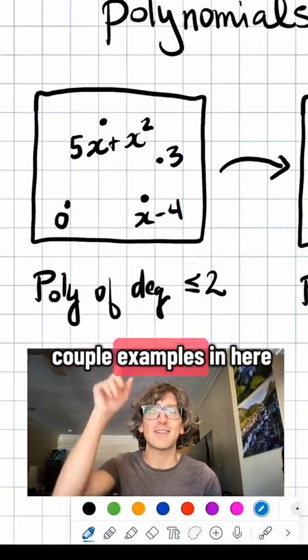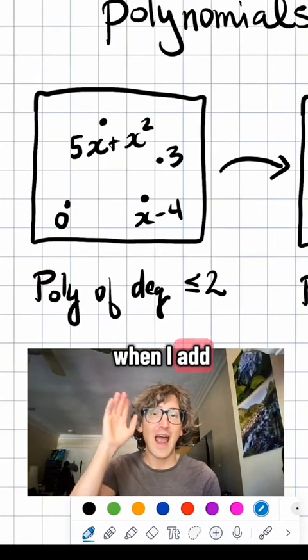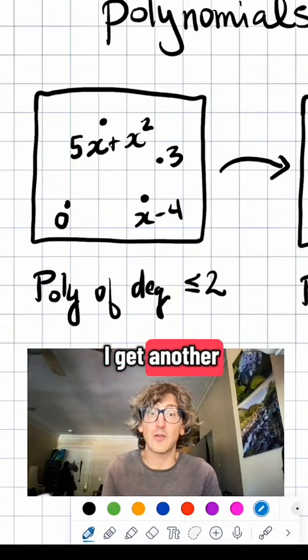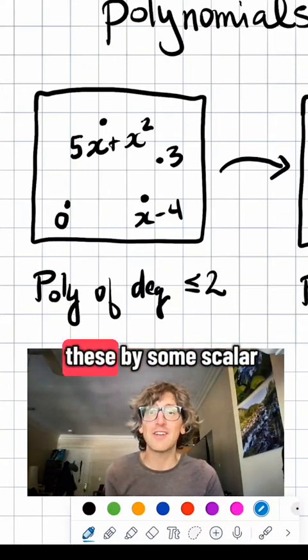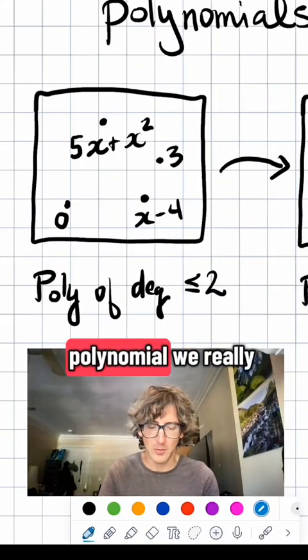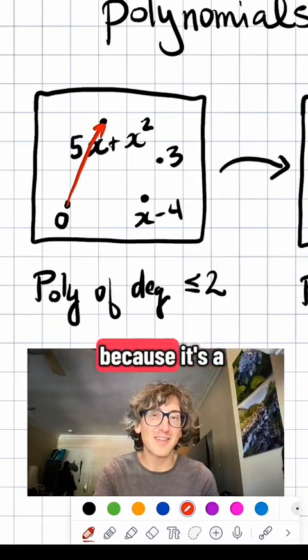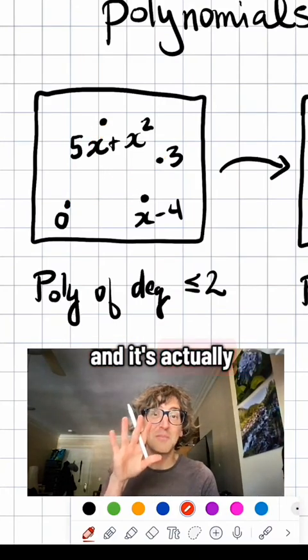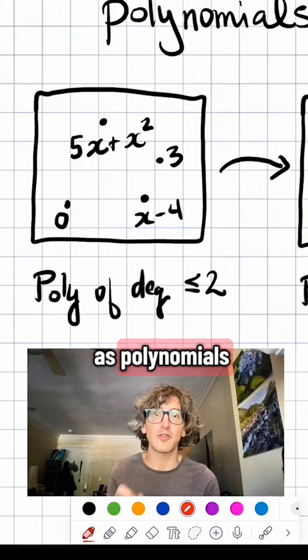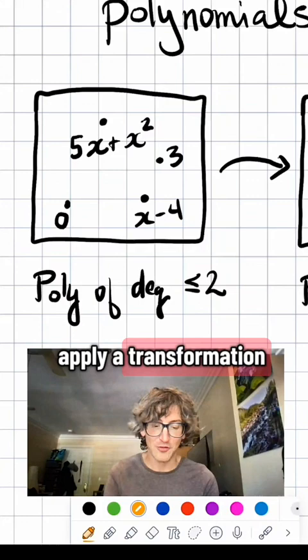I've got a couple examples in here. And notice that when I add polynomials together, I get another polynomial. If I scale any of these by some scalar, I get another polynomial. We really could just think of these as vectors. Now I'm going to remove the arrows because it's a little bit complicated, and it's actually better to just think about them as polynomials, because what I'm going to do is apply a transformation.